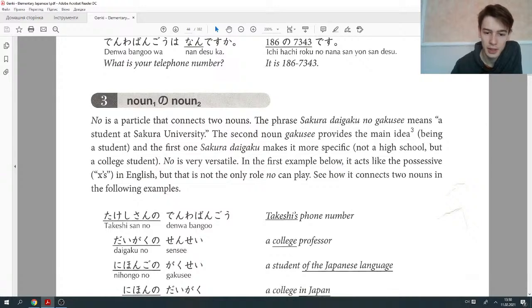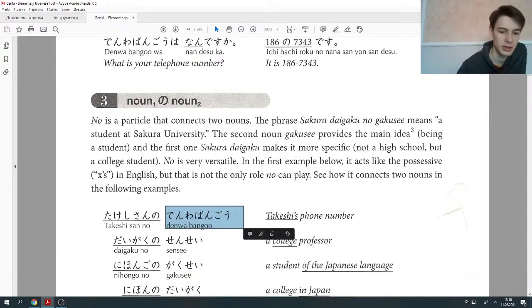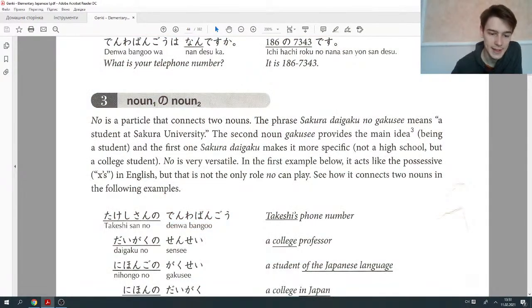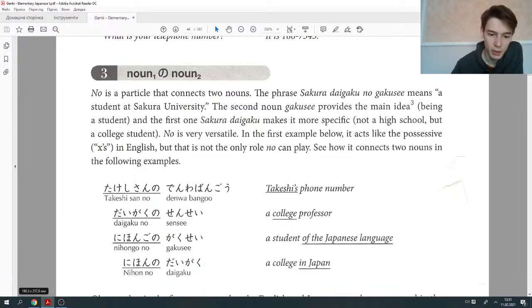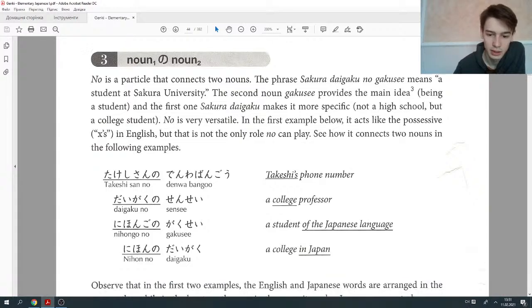Takeshi-san no denwa bango. So denwa bango, phone number, and we want to be more specific, and we want to say that it's the phone number of Takeshi-san. So we say Takeshi-san no denwa bango. Daigaku no sensei, so teacher from university, college professor. Nihongo no gakusei, student of the Japanese language. Chugoku no gakusei desu, so I am a student of the Chinese language. Nihongo no daigaku, university in Japan, college in Japan.